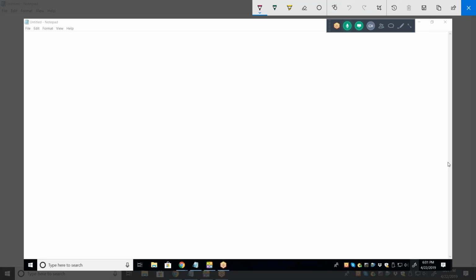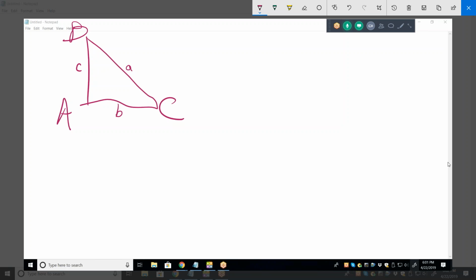So it says solve triangle ABC using the diagram and the given measurements. So it's the right triangle, and on each corner it's got A, B, and C, and for the side lengths are little a, little b, and little c. That's little a, that's little b, and that's little c, always opposite the big letter.